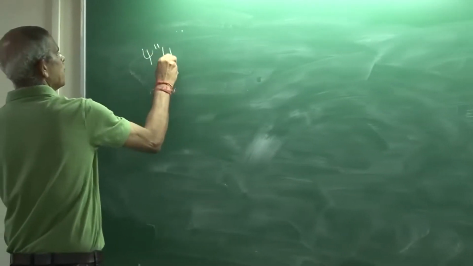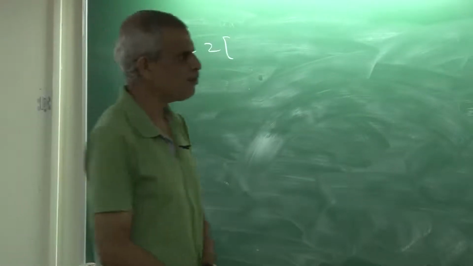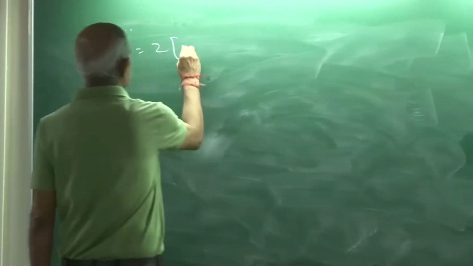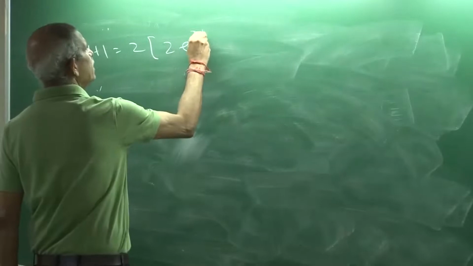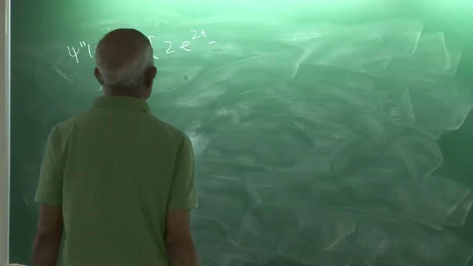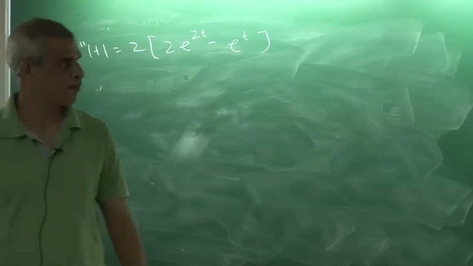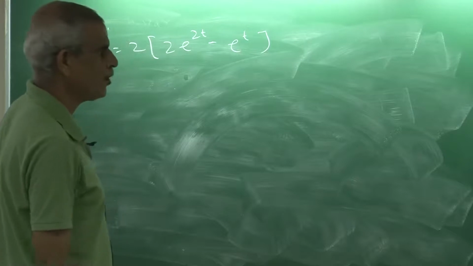So psi double prime t is 2 times e to the power 2t, which is nothing but twice of e to the power 2t minus e to the power t. All right? 2 of e to the power t minus 1.